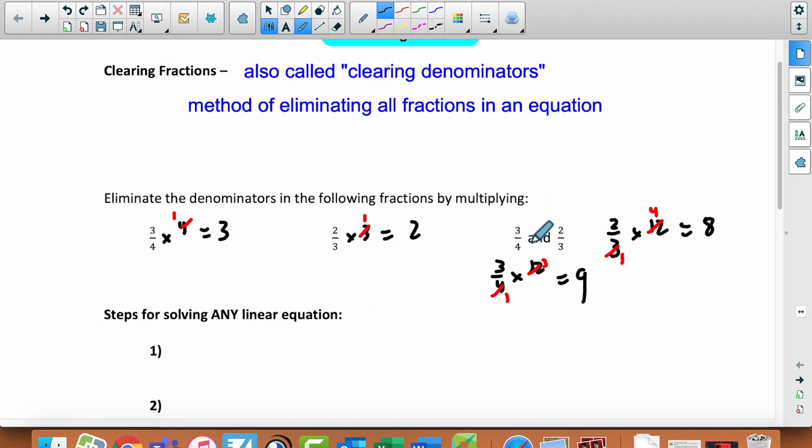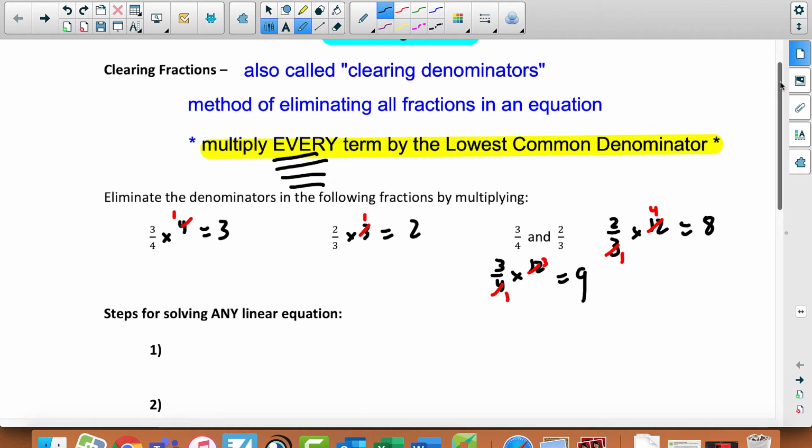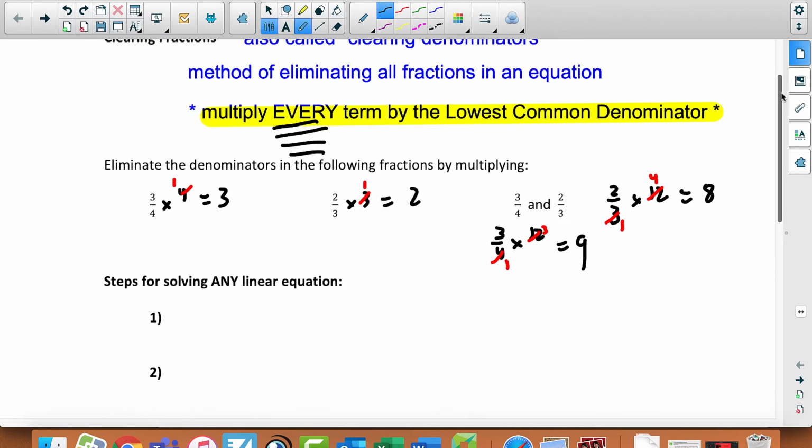Now, it doesn't have to be the lowest. I could also multiply it by 24, 36, 48, but it's going to make your life a lot easier if you pick the lowest common denominator. So, here is the important part right here. Your strategy for clearing fractions is to multiply every term by the lowest common denominator. And I better underline a couple times here. Every term by the lowest common denominator. You'll see why I'm making such a big deal of that in just a second.